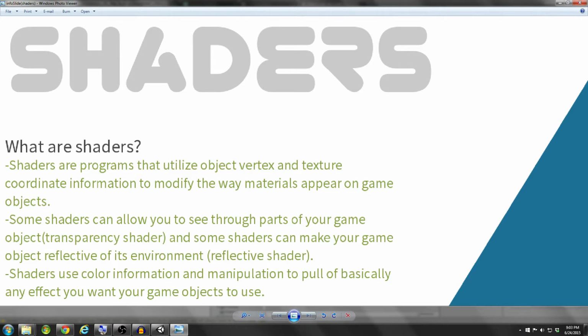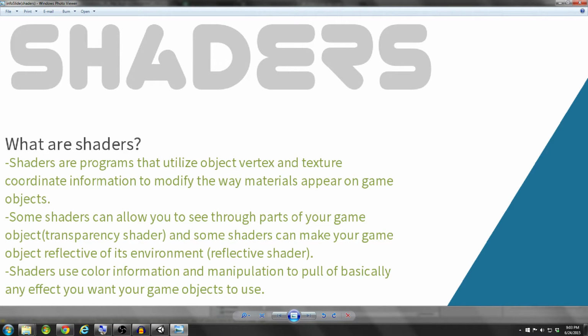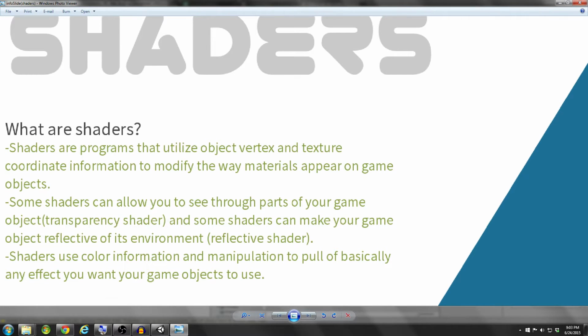Alright, so what are shaders? Well, shaders are tiny little scripts or programs. I say tiny, but sometimes they can be quite large. But they utilize object, vertex, and texture coordinate information to modify the way materials appear on game objects, or they modify the way that objects are rendered in your game. Now, some shaders can allow you to see through parts of your game objects. This is a transparency shader. And some shaders can make your game object reflective of its environment, otherwise known as a reflective shader.